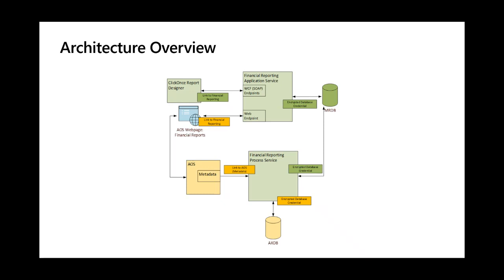The application service is interactive and it responds when you're making requests from either the Click Once report designer or when you're interacting with the financial reports on the web pages. This service stores and retrieves data from the financial reporting database for your use. The other service on the lower right is the process service. It's non-interactive and it acts sort of like a batch. It processes the jobs for report generation or for the data integration. It brings metadata from the AOS and financial data from the operational database into the data mart for use in financial reporting. So on to a little bit of detail about the data mart itself. Next slide.